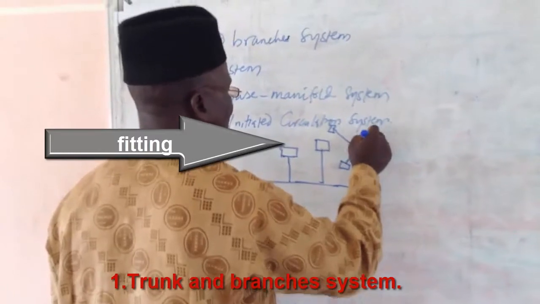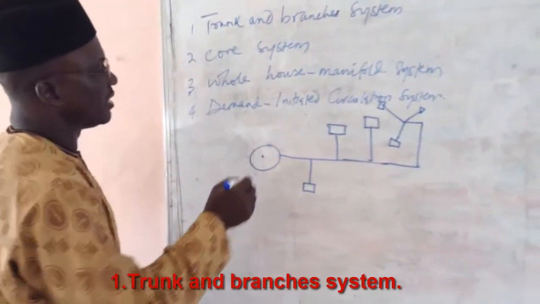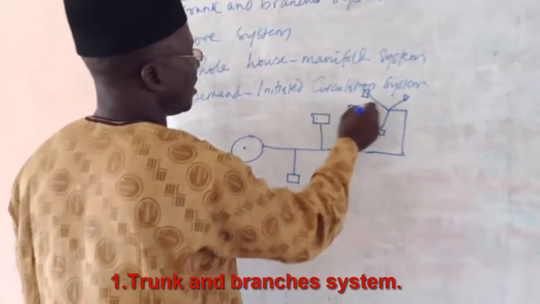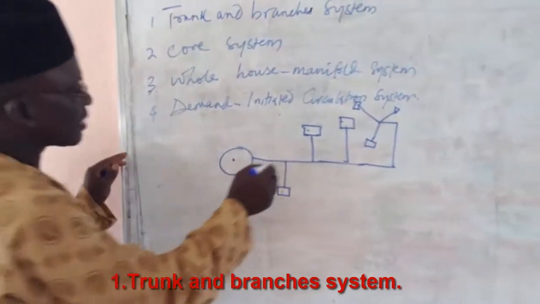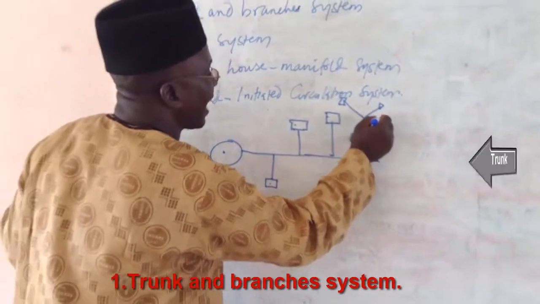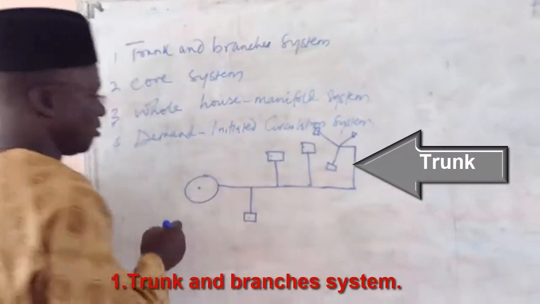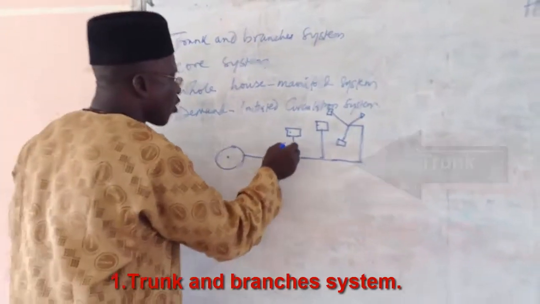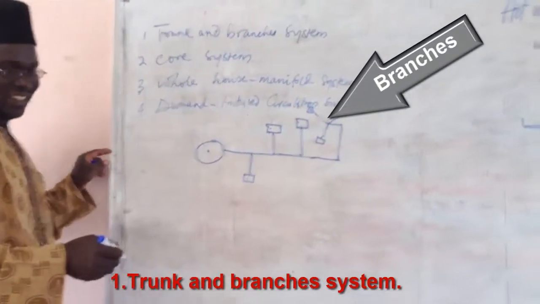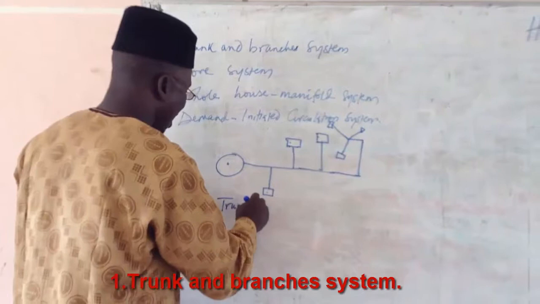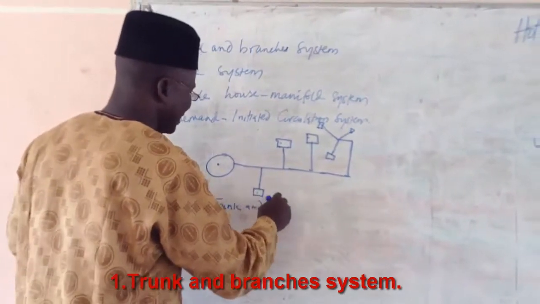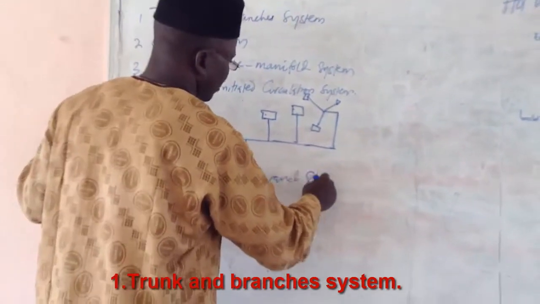If there's another fitting here, and fittings here. This pipe here that is taking this water directly is called the trunk. But these ones here are called the branches. And that is why it is called the trunk and branches system.